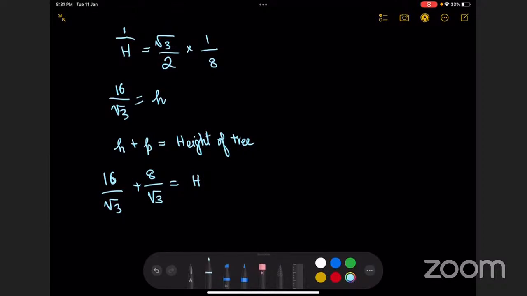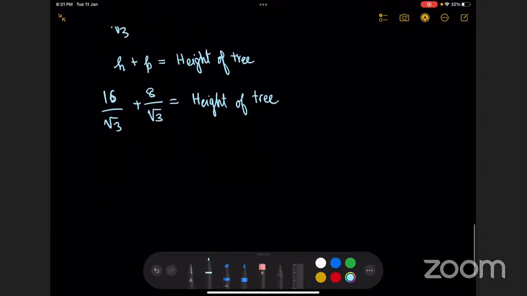I just thought like ऊपर से then height of tree, so नीचे I would write h. But I'll write height of tree here. हाँ, अब ये ऐड करो 16 upon root 3 plus 8 upon root 3 और मुझे बताओ फाइनल आंसर। Yeah.